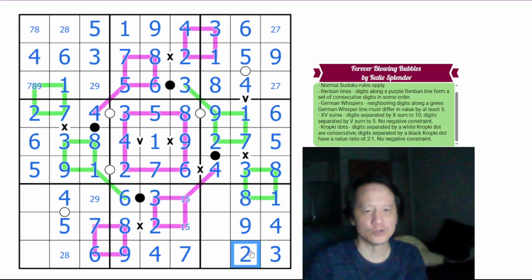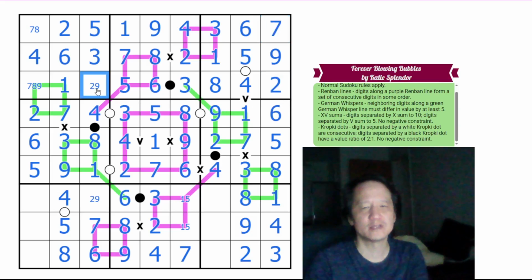That makes this 2. 2 eliminates 2 here, so this is 8, which makes this 2. That means this can't be 2, this is 7. This can't be 7, this is 2. That eliminates 2 here, so this is 9. This can't be 7 because of the 7 in the row, so that's 8. This can't be 8 or 9, so that's 7. This 9 eliminates 9 here, so that's 2. 1 eliminates 1 here, so it's 5. This is 1.